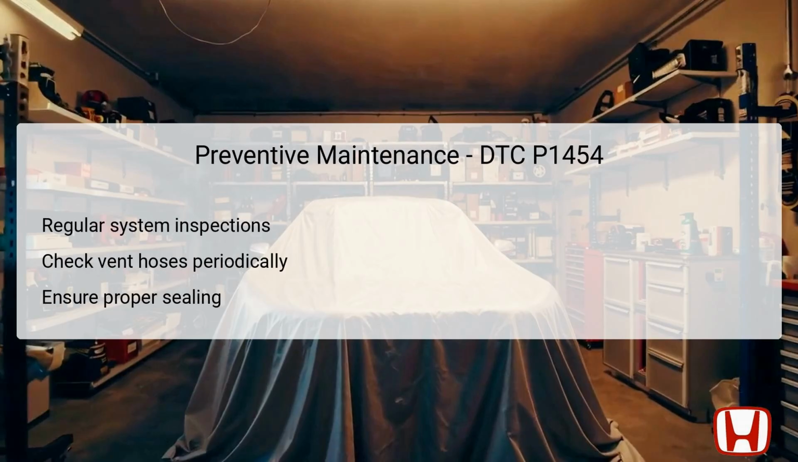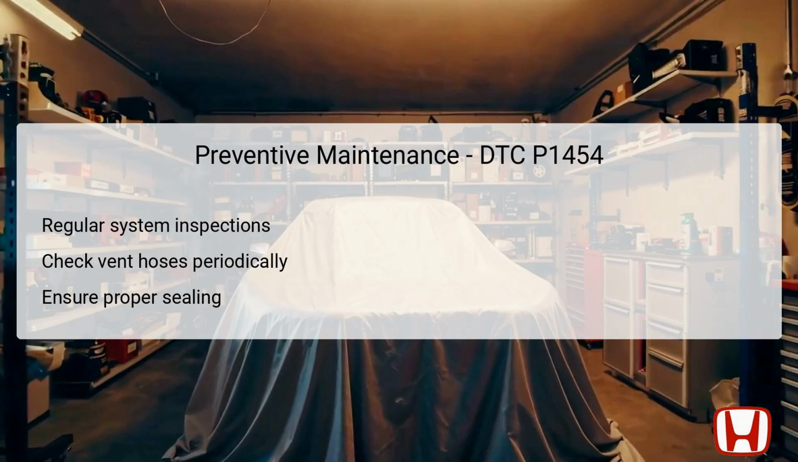To prevent recurring issues relating to DTC P1454, implementing a robust preventive maintenance plan is essential. Regular inspections of the evaporative emission system can help identify potential problems before they escalate. Part of this maintenance should include periodic checks of the vent hoses for blockages or deterioration.